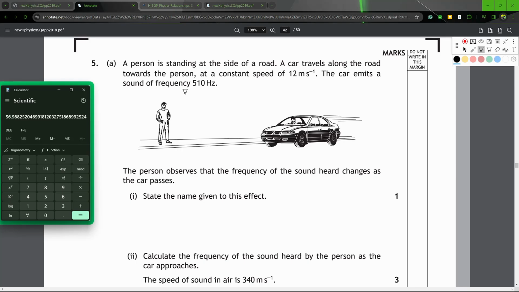A person is standing on the side of the road, like many people do. A car travels along the road towards the person at a constant speed of 12 meters per second. The car emits a sound of frequency 510 hertz from their K-pop or whatever. The person observes that the frequency of the sound changes as the car passes. State a name given to the effect.